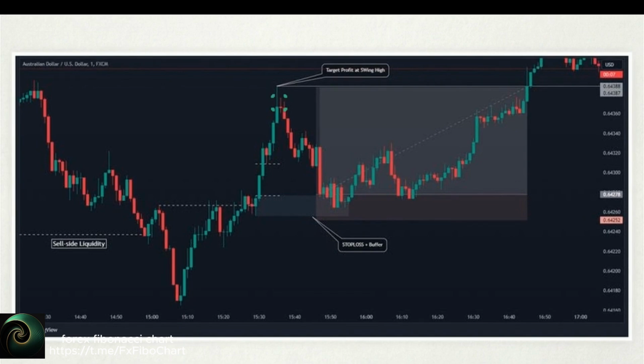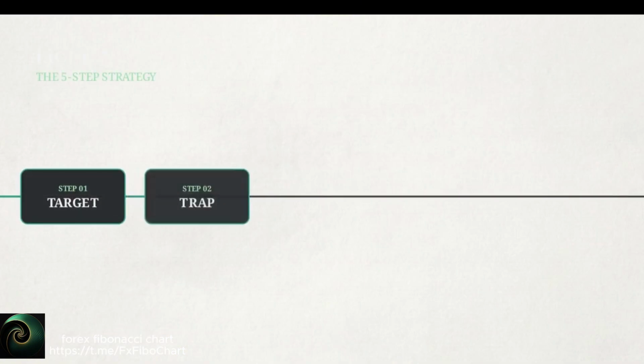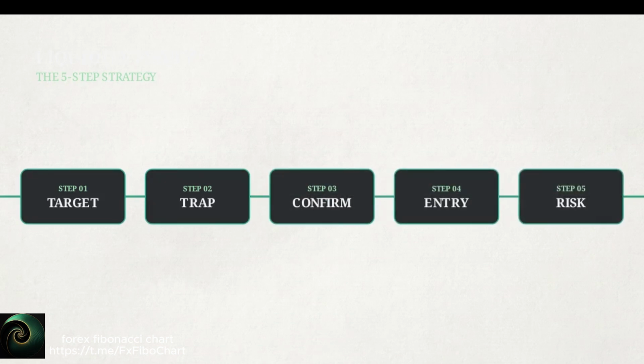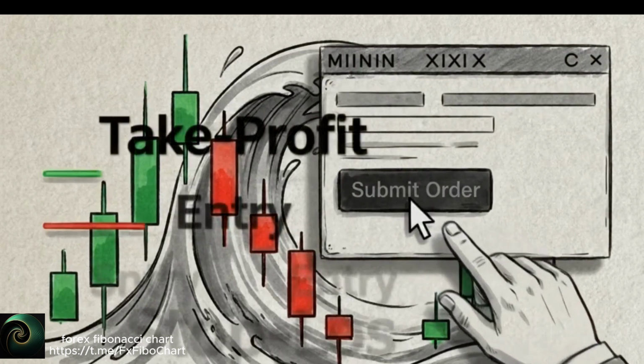This structured approach to risk ensures that every trade is backed by a specific mechanical reason for both the entry and the exit. The complete sequence is simple. Mark the target, wait for the trap, confirm the shift on a lower time frame, place your limit entry, and define your risk. Executing a trade this way removes the emotional guesswork. When the criteria are met, the setup locks into place.